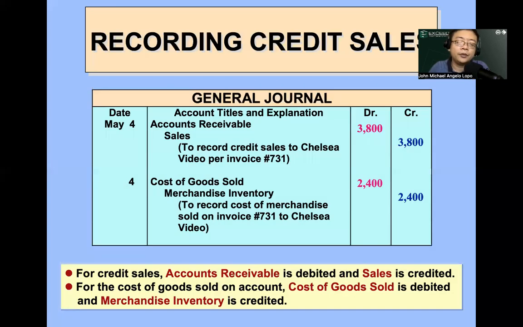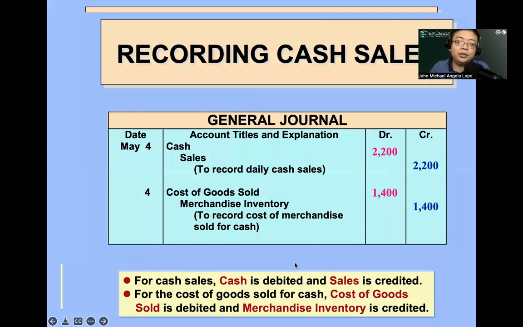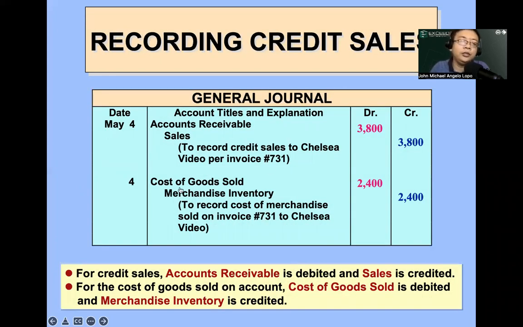You also have here the recording of your credit sales. Earlier was about cash sales; this one is all about accounts receivable. So instead of cash, you have accounts receivable, because our customer bought on credit. It's the same, since it is a perpetual inventory system: you have cost of goods sold of 24 and merchandise inventory of 24 also. So for credit sales, accounts receivable is debited and sales is credited. For the cost of goods sold on account, cost of goods sold is debited and merchandise inventory is credited.